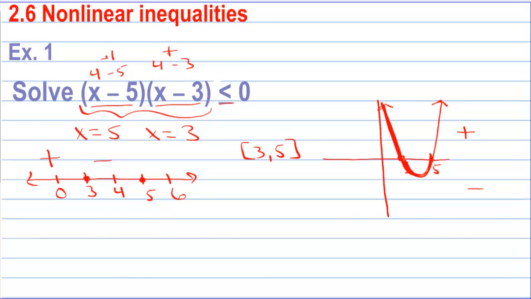Now if we test 6, we get a positive and a positive. That's positive. So again, we see that the values are negative in between 3 and 5. And we can include those values because of the equal. If it just said less than 0, then it would be 3 to 5, and we couldn't include 3 or 5.